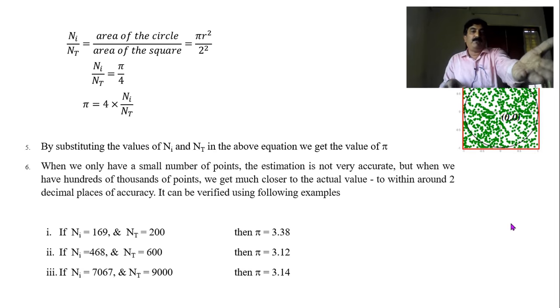Then apply this formula, pi is equal to 4 into Ni by Nt, and you get the exact value of pi or the nearest value of pi. This is the Monte Carlo method, and by using this method we can calculate the pi value. Of course, this method is applicable in physics in various fields.